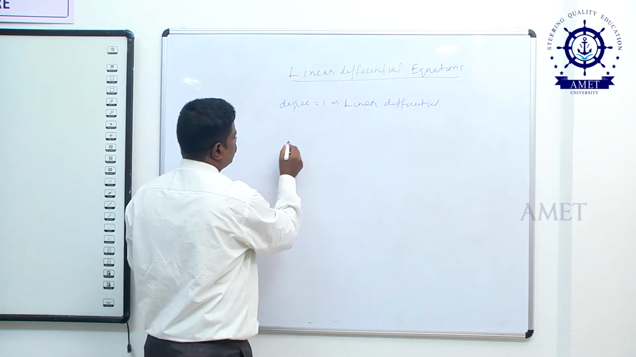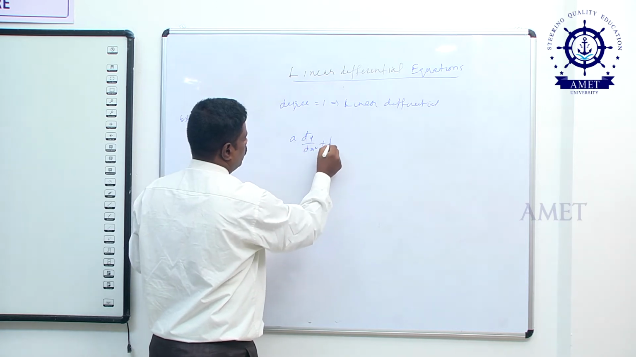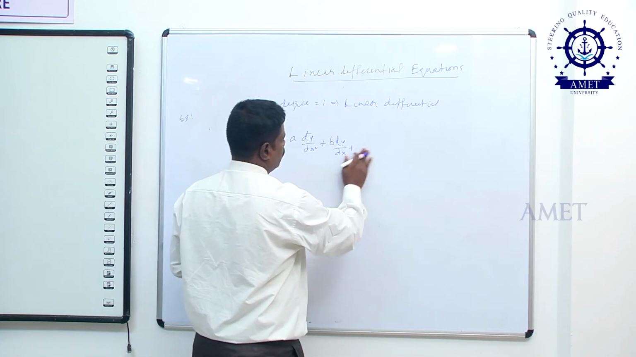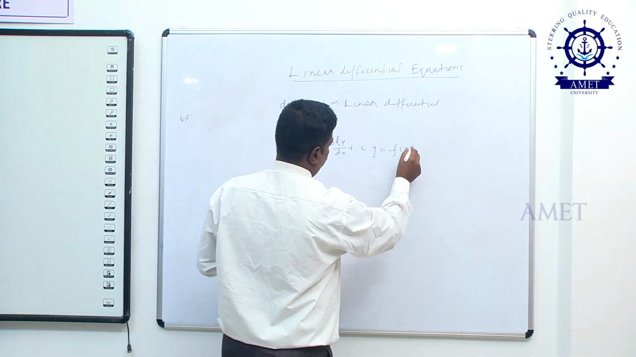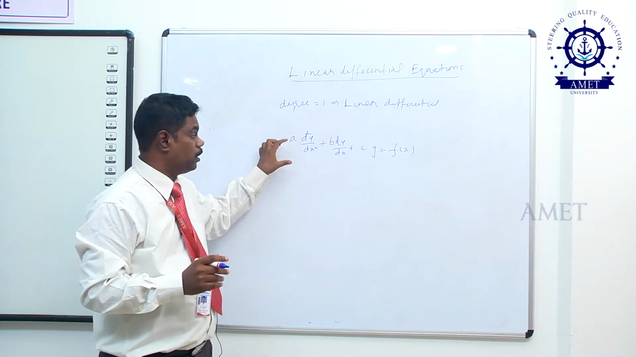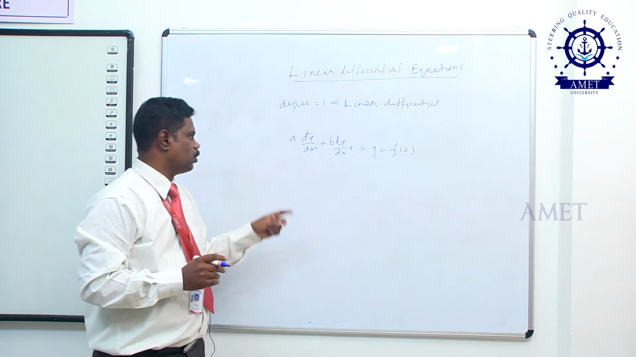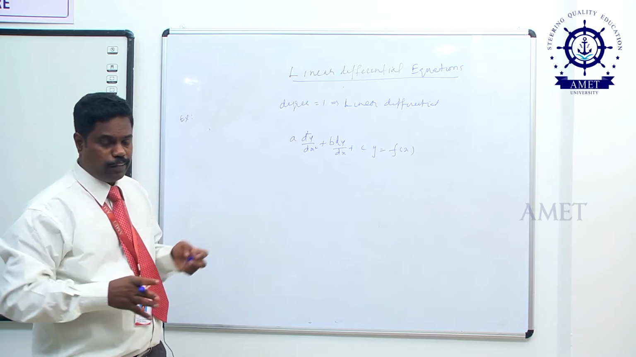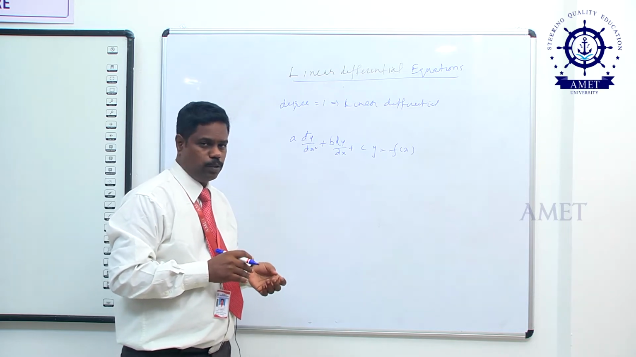The general form of a second order differential equation is a into d squared y by dx squared plus b into dy by dx plus c into y equal to f of x, where a, b, c are constants. This is the general form of a second order linear differential equation with constant coefficients. A, B, C are constants. If they are variable, it is called variable coefficients.